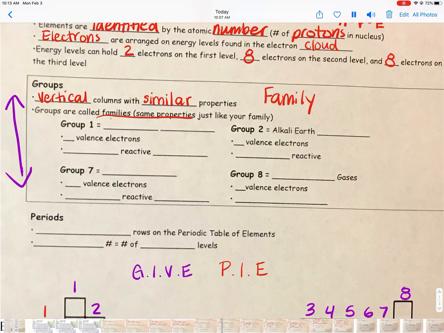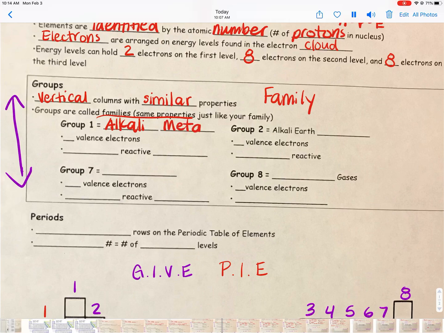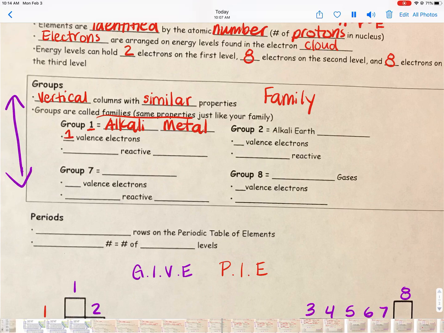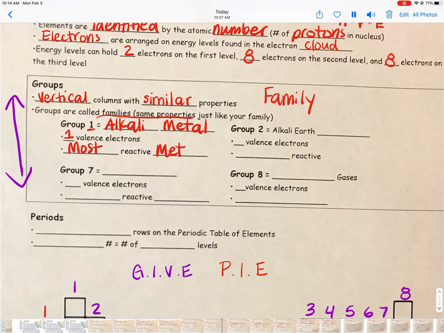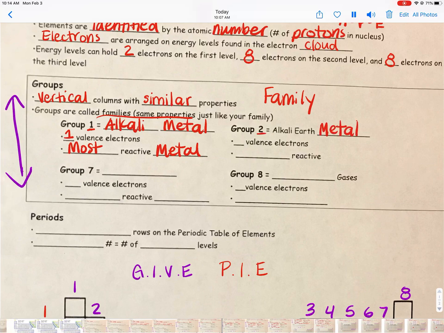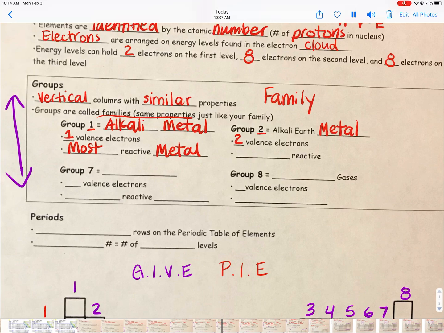Group 1 is called the alkali metals. This group has 1 valence electron. These are the most reactive metals. Group 2 are the alkaline earth metals. If you looked at your periodic table, you would see that those 2 groups are all solid blue, except for hydrogen. Group 2 has 2 valence electrons, and it is very reactive.